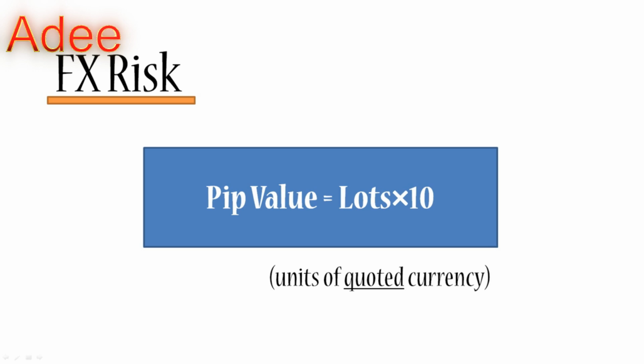So if you're trading the euro dollar and you're in the market with one lot, then every time the currency moves 1 pip in your favor, you're earning 1 times 10 equals 10 units of quoted currency, and in this case the quoted currency is dollars. So every time the currency moves in your favor, you're earning $10. If you're in the market with a transaction with a volume of 10 lots, then every time the currency moves in your favor, you're earning $100.